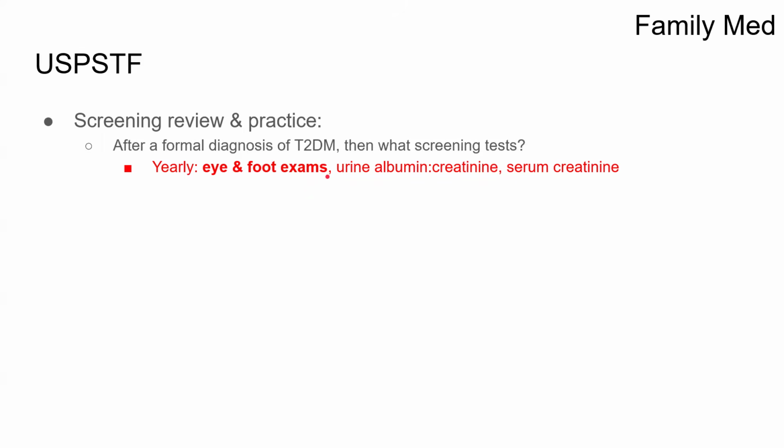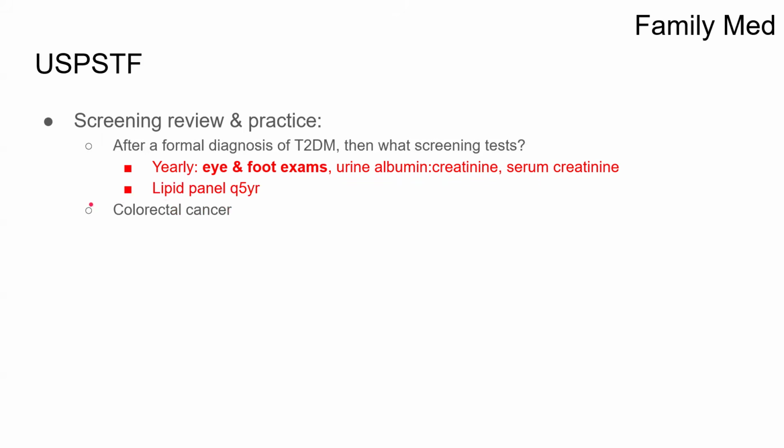The urine albumin to creatinine ratio and the serum creatinine are more to screen for things like diabetic nephropathy, or diabetic kidney disease, just because of the non-enzymatic glycation of the glomerular basement membrane. So then you can have renal failure. So that's what you want to get on a yearly basis. You also want to get a lipid panel every 5 years for someone that has type 2 diabetes.